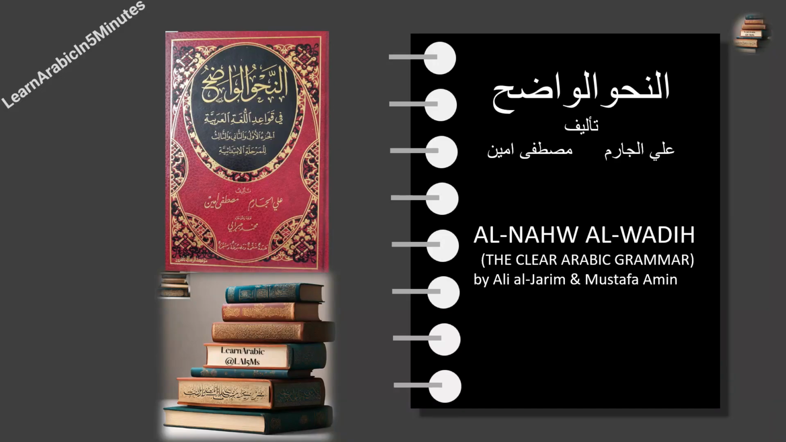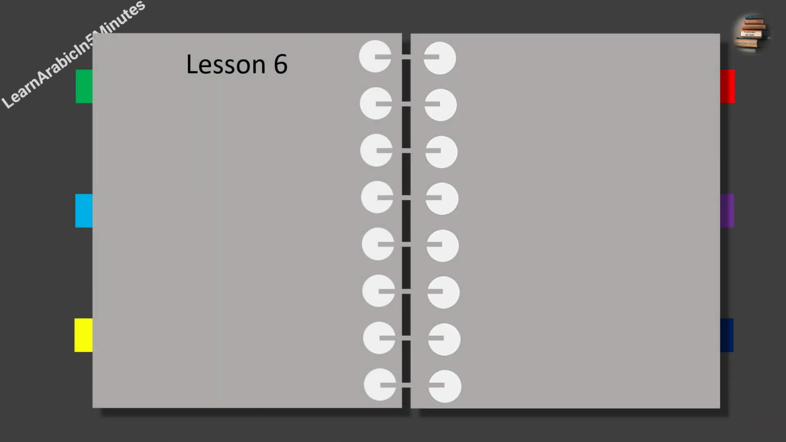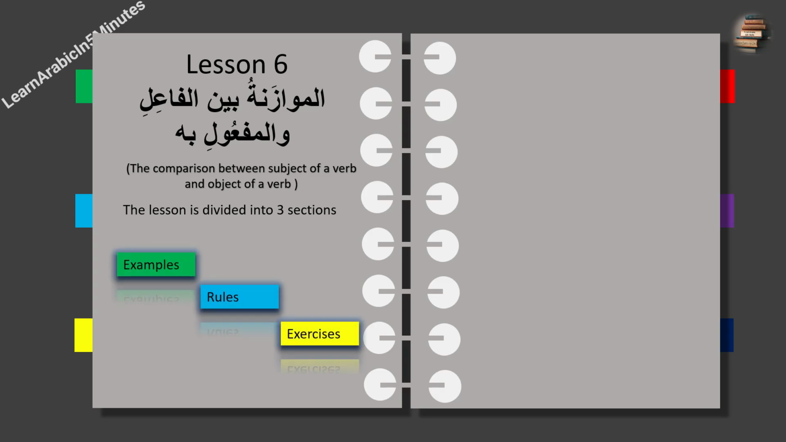النحو الواضح, the clear Arabic grammar by Ali Al-Jarim and Mustafa Amin. Lesson 6. In this lesson titled الموازنة بين الفاعل والمفعول به, the comparison between the subject of a verb and the object of a verb. As usual, the lesson is divided into 3 sections: examples, rules, and exercises.